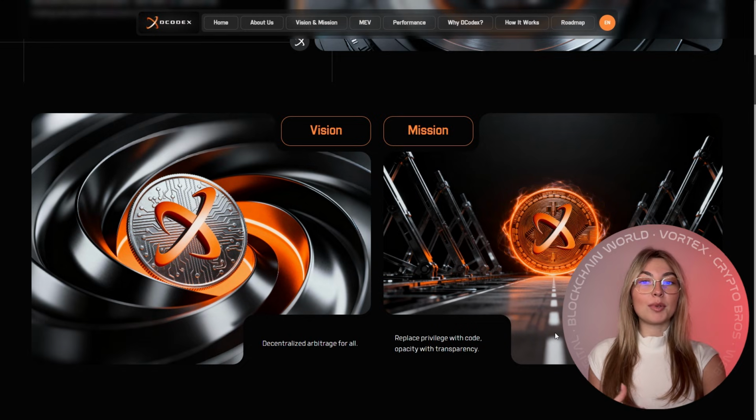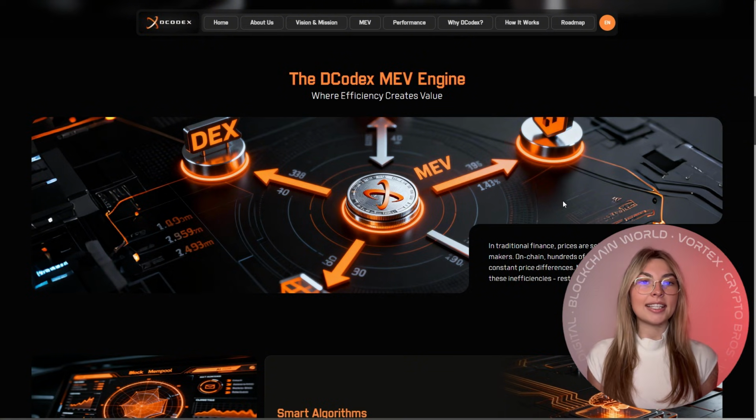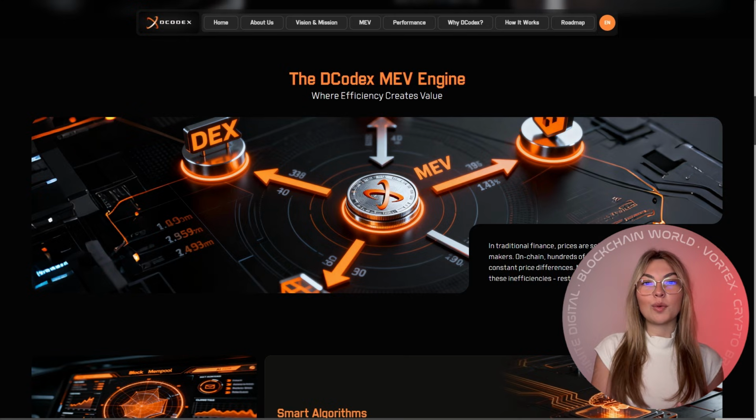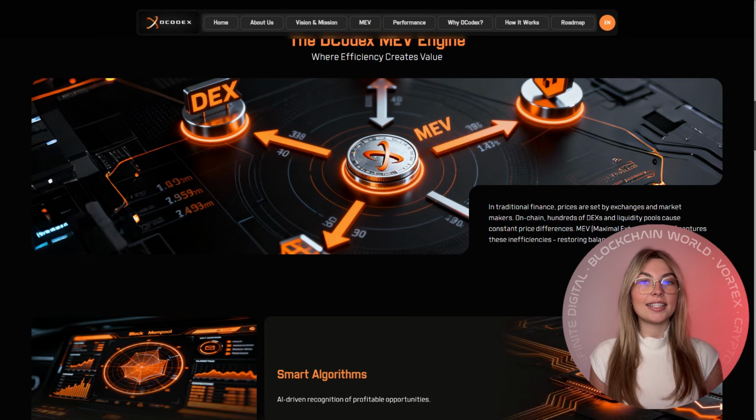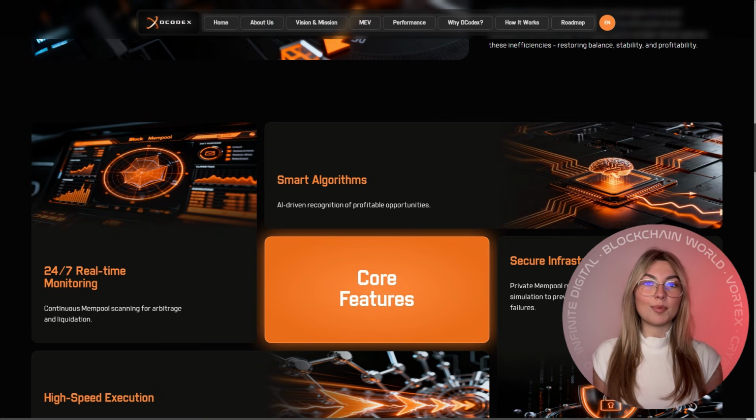Now, instead of jumping between dozens of tabs or trying to piece together context from scattered sources, the idea is to have a single place where information is organized, contextualized, and easier to explore. It's designed to help users understand ecosystems, projects, and concepts without needing to already be deeply embedded in crypto culture.